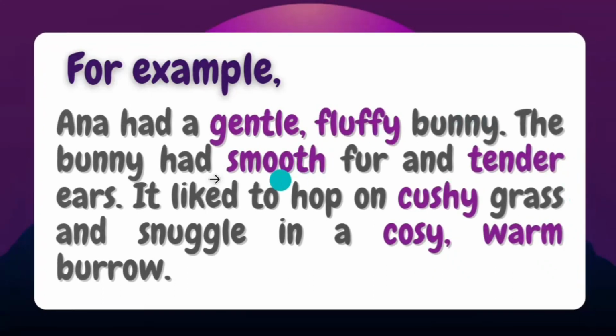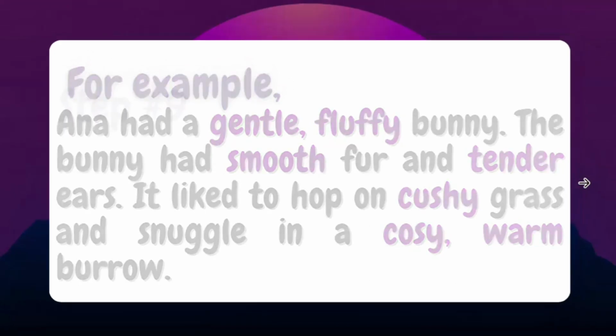Another example could be Anna had a gentle, fluffy bunny. Sense of touch. The bunny had a smooth fur and tender ears. Again, we are talking about its softness, so sense of touch. It liked to hop on cushy grass, soft grass, and snuggle in a cozy, warm burrow. So, all these words are giving you the feeling: cozy, warm, cushy, smooth, tender. You can make a picture in your mind of what the writer is talking about.